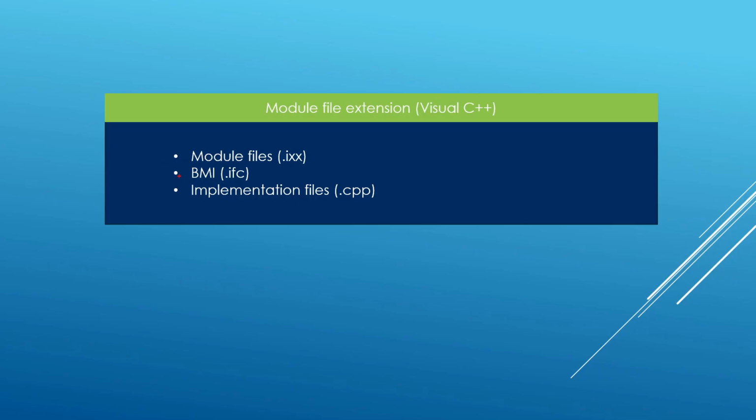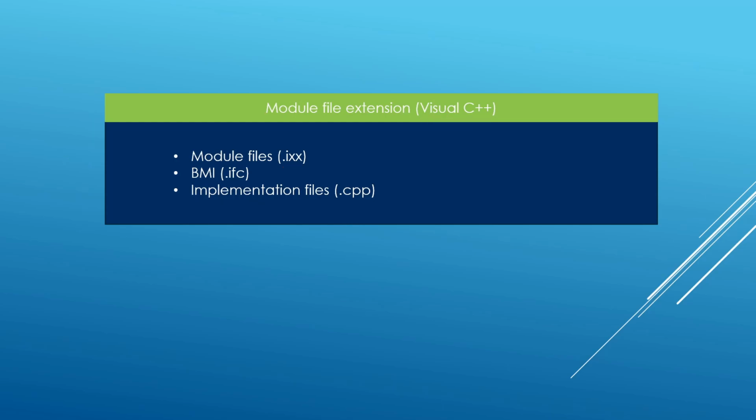In C++20 modules, I would really have liked it if they had one extension for modules across all compilers, but in practice, every compiler is going to have its own preferences. If you are using the Visual C++ compiler from Microsoft, module files will have the .ixx extension, the BMIs will have the .ifc extension, and implementation files are going to have the .cpp extension. This is the practice or the recommendations that we have to follow if we are using this compiler here.